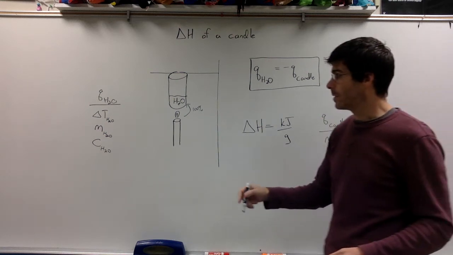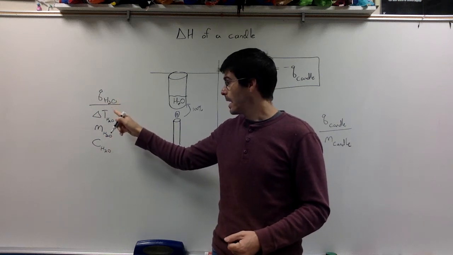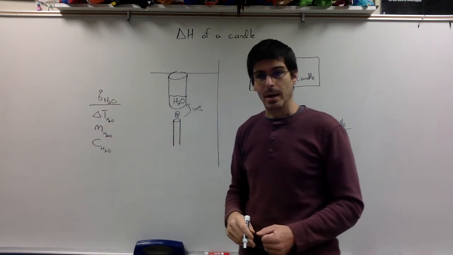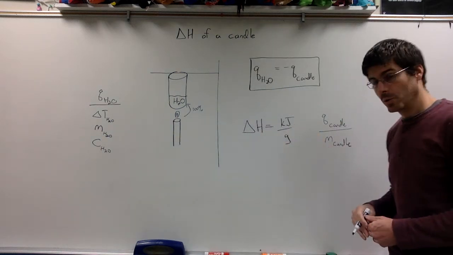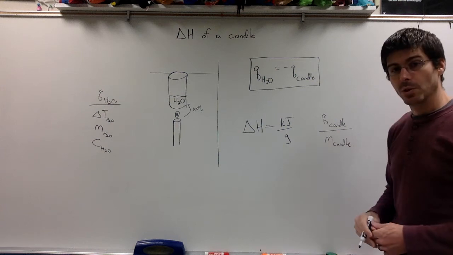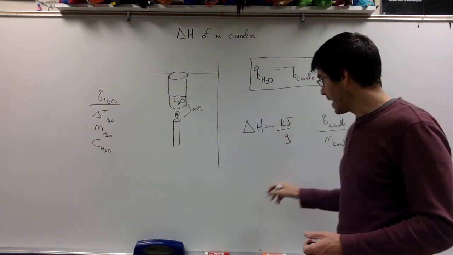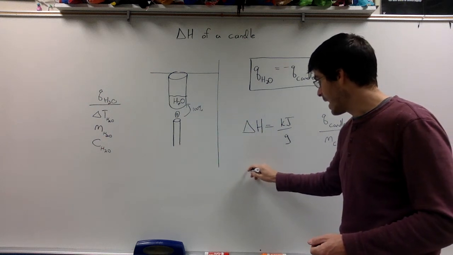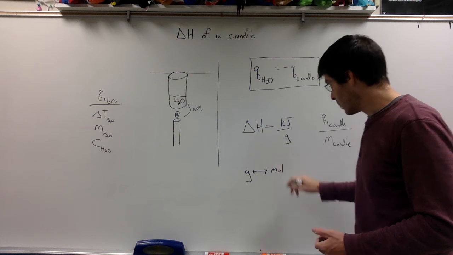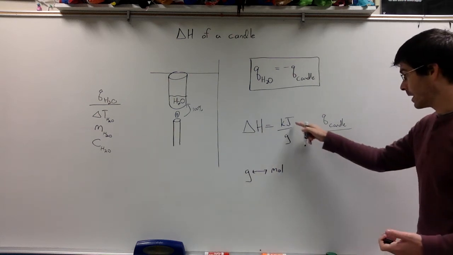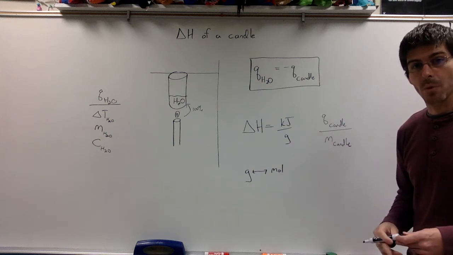We do have to watch out here because this MCΔT equation for the water is going to give us the answer in joules. And over here, we're going to want it in kilojoules. So this gives us it in kilojoules per gram. But if we know the chemical makeup of the candle, we can convert that to moles as well, and we could convert kilojoules per gram to kilojoules per mole using a molar mass.